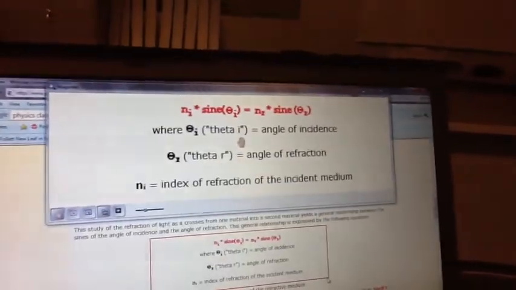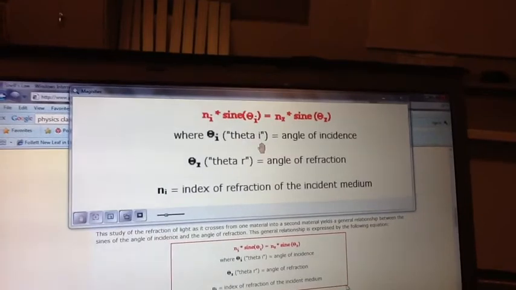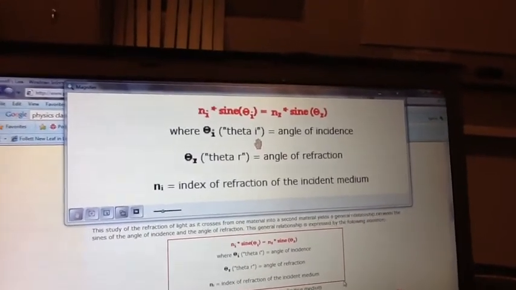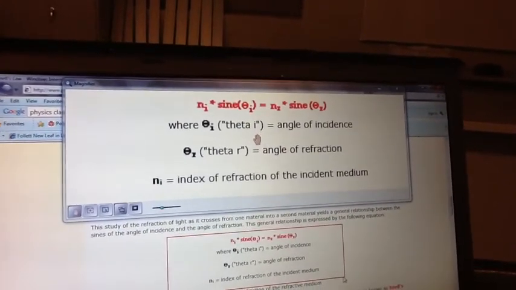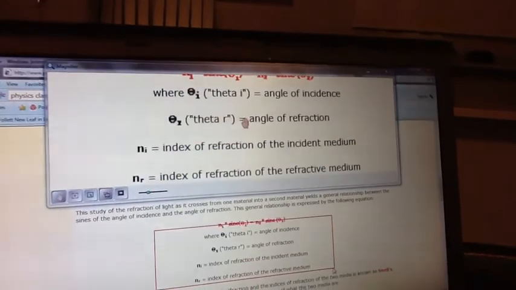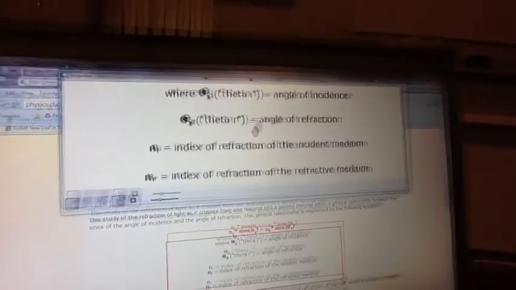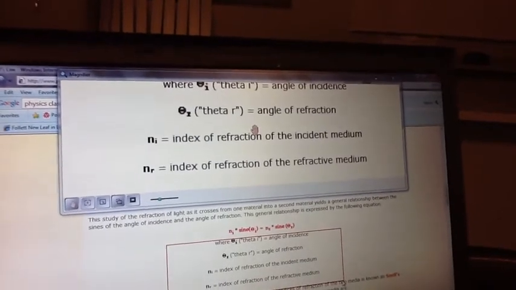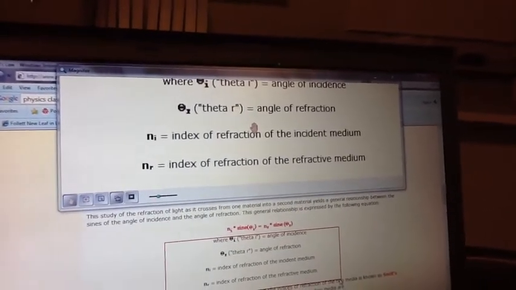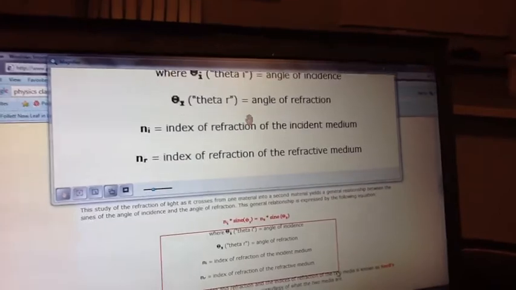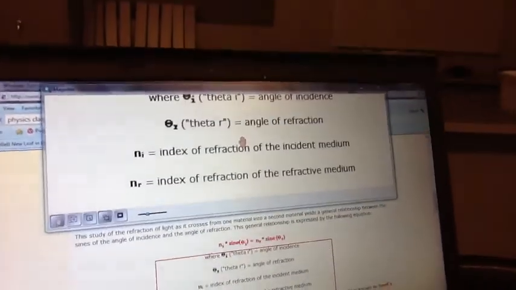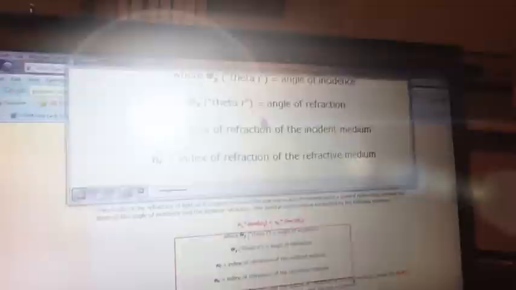And you can see that n1 sine theta 1 equals n2 sine theta 2, where theta 1 is the angle of incidence, theta 2 is the angle of refraction. n1 is the index of refraction of the incident medium. Index of refraction is the index of refraction of the medium in which the light actually bends. It's what causes light to bend or slow down.